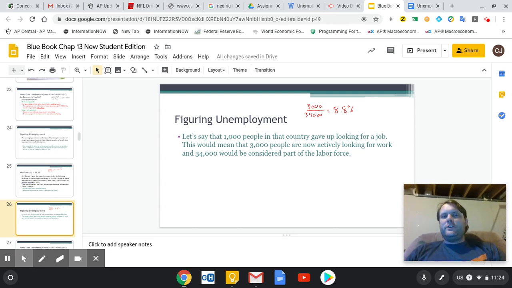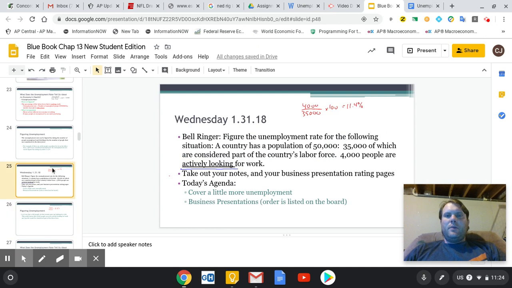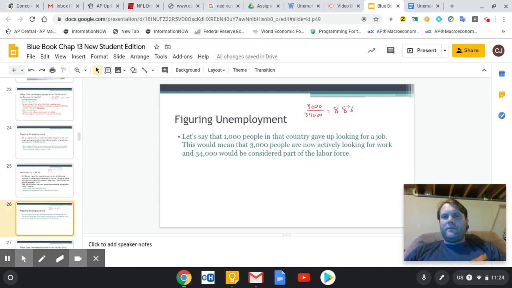Well, that changes our numbers. Up here we had 4,000 divided by 35,000. Now 1,000 people quit looking for jobs, so they're not unemployed anymore. So we only have 3,000 unemployed. We also lost 1,000 out of the labor force.